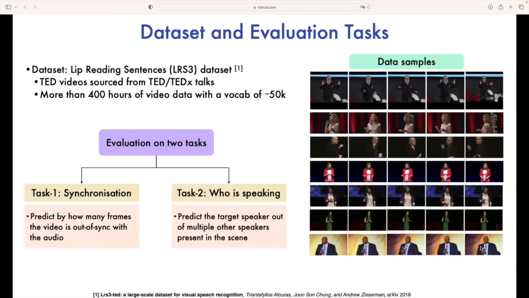Now, we evaluate the performance of our network using two tasks. The first task is the synchronization task, for which we have trained the model. And the second task is who is speaking, or active speaker detection. For the second task, we do not train or fine-tune the model in any way, but rather just use the synchronization scores to predict the active speaker.